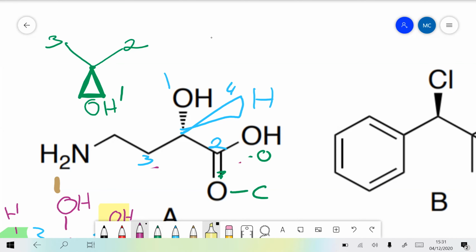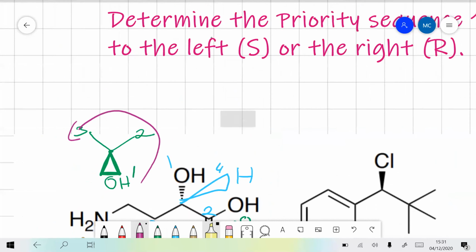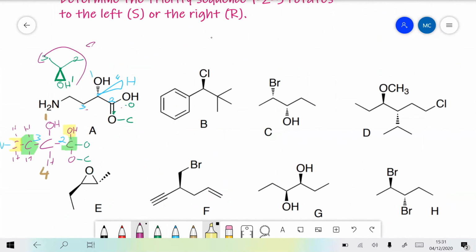So this is going to be counterclockwise. And since it's going to the left, it would be S. So all I want to do for now is whether they are S or R. Now, okay, so the H, you ignore it. You put it at the back, then you ignore it. Once you put it at the back, then you're going to look at the highest 3 priorities.